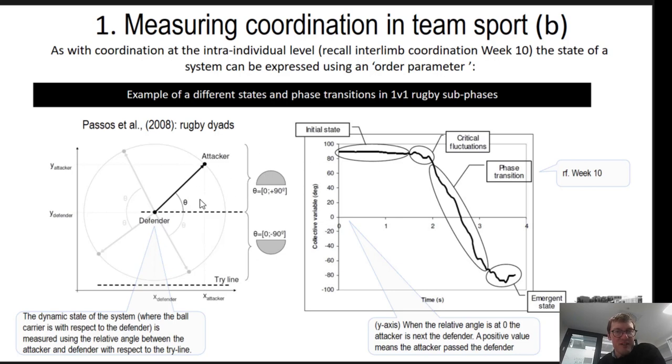And if we observe this angle over the time course of a trial, what we see is, okay, we have an initial state that's stable where the attacker is on the other side. The defender is between the attacker and the try line, and then the attacker's moving, they're starting to get closer and closer, and we start to see these fluctuations, right? Critical fluctuations, and then suddenly there's a phase transition to a new stable state where the attacker is on to the other side.